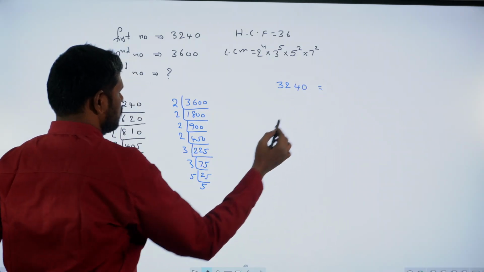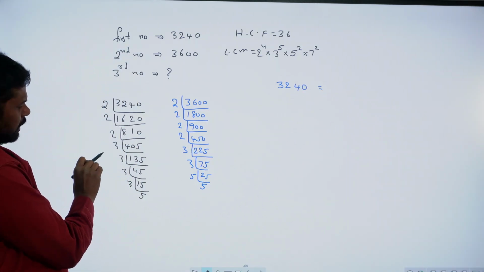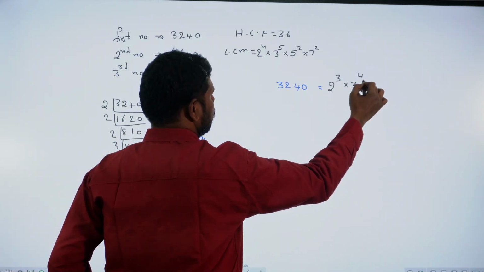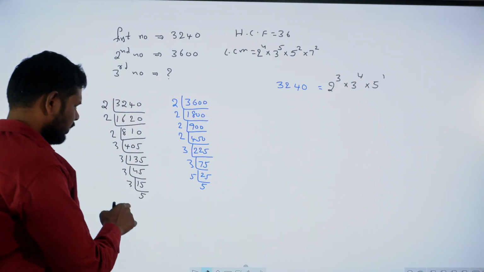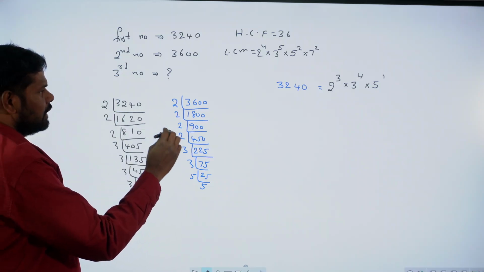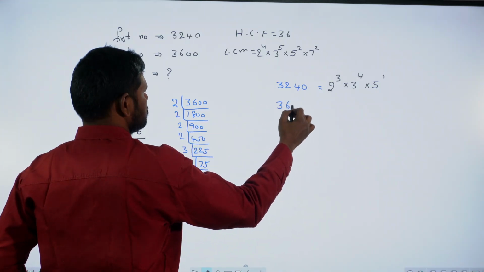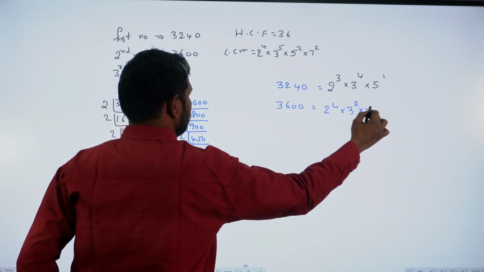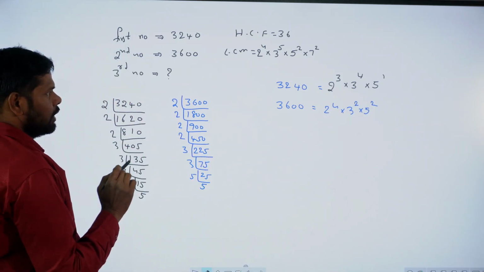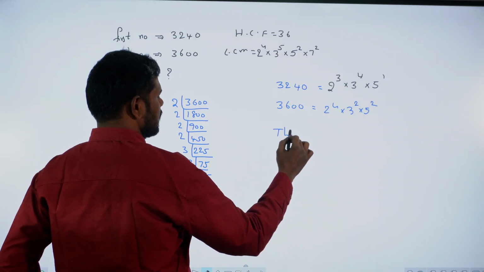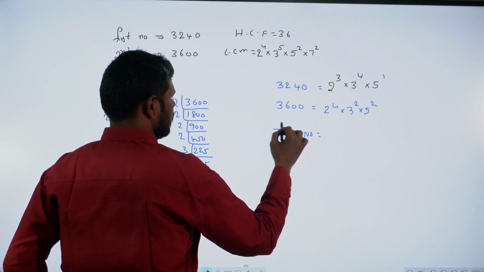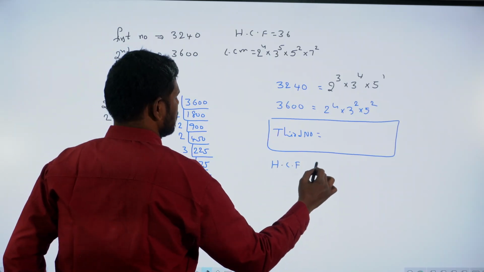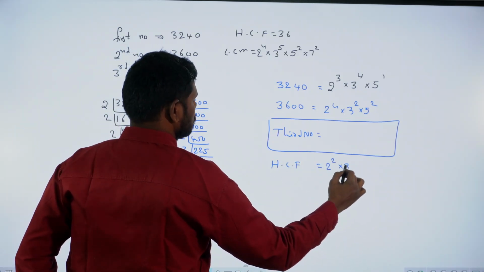So I am writing here, 3240 equals how much? 2 power 3 into 3 power 4 into 5 power 1. This is clear. 3600 is nothing but 2 power 4 into 3 square into 5 square. That's it. Now, the third number we don't know exactly. We need to find this third number, but HCF 36 means 4 nines, so 2 square into 3 square.